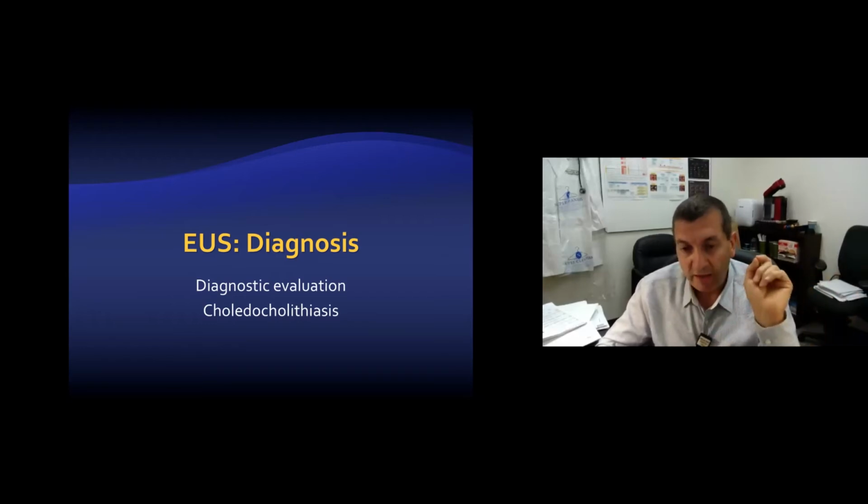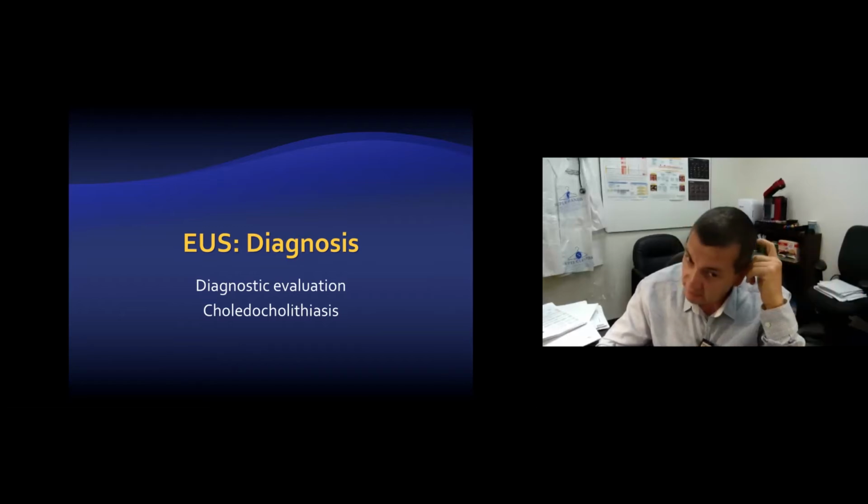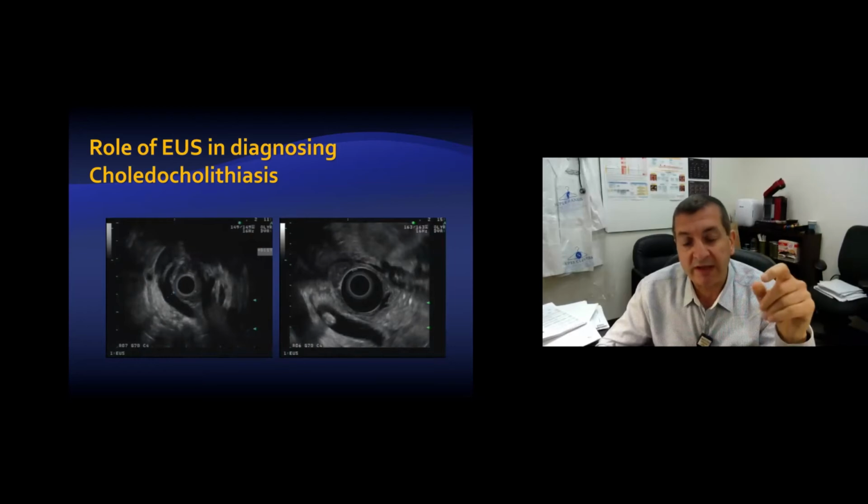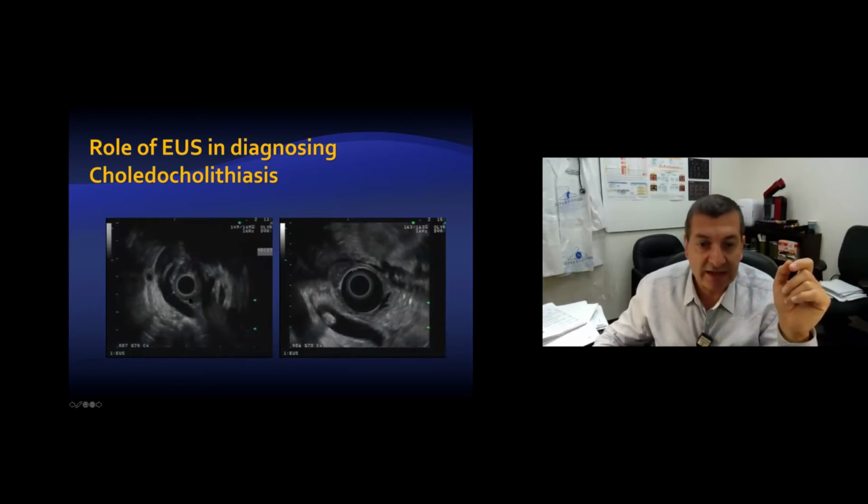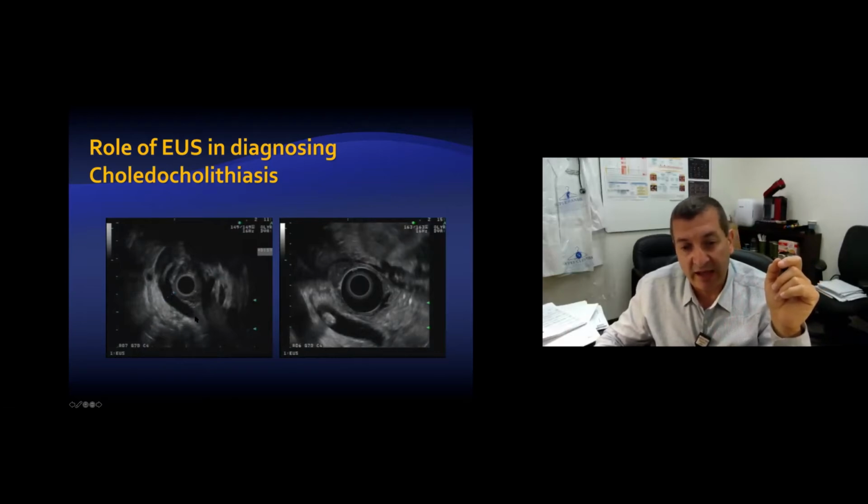We go in, if we see a stone, we proceed with an ERCP. If we don't see a stone, then the stone has passed and we're done. So it has a great role in detecting even small, tiny stones and fragments in the distal CBD. As you can see in this image, this is the common bile duct that is dilated. This is a cystic duct. And then this is toward the head of the pancreas.